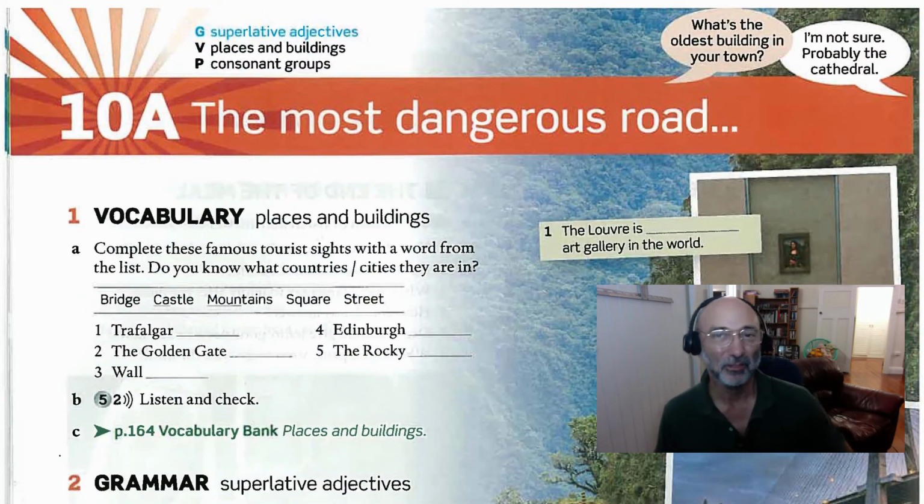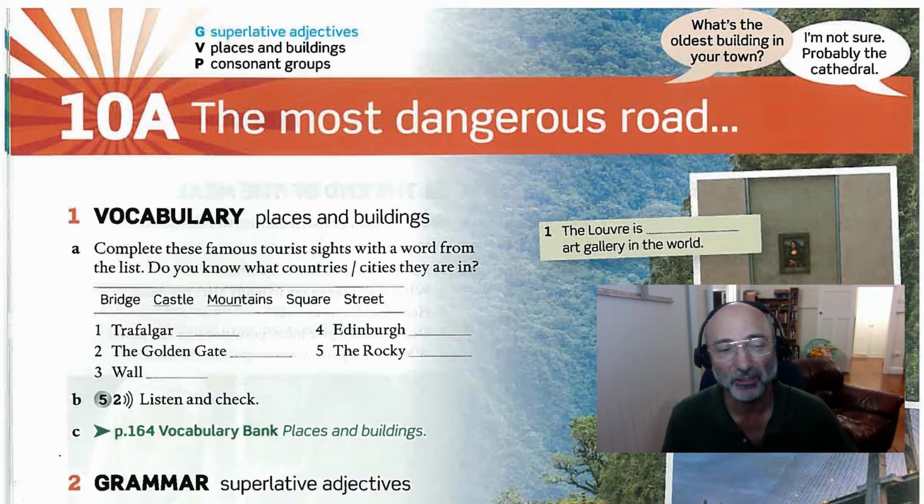Let's look at some vocabulary for places and buildings, thinking about famous places. So first, some vocabulary. Bridge, castle, mountains, square, street, and then combine them with other words. Trafalgar, the Golden Gate, wall, Edinburgh, and the Rocky.